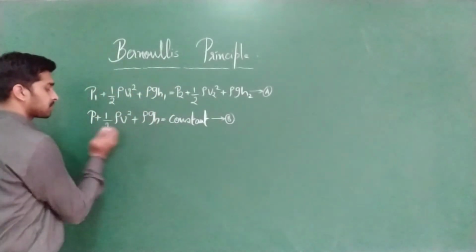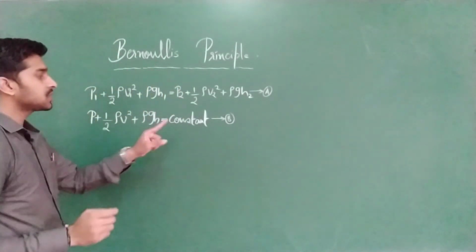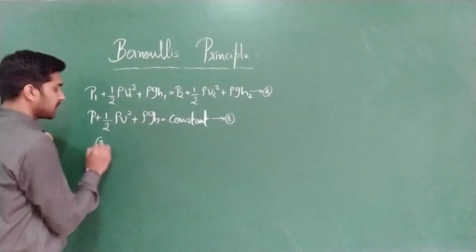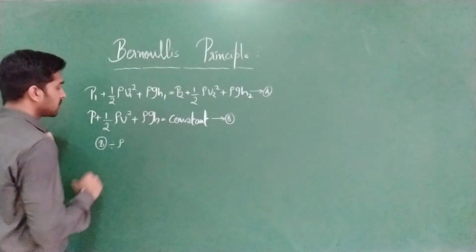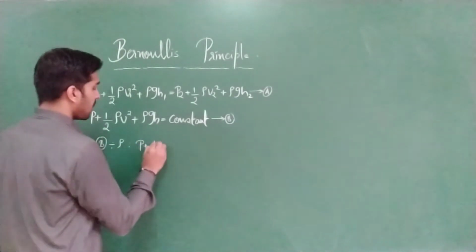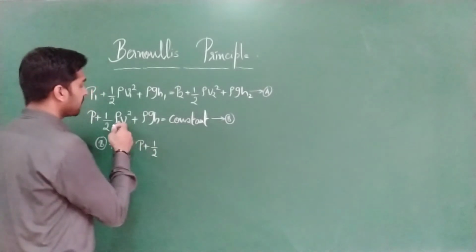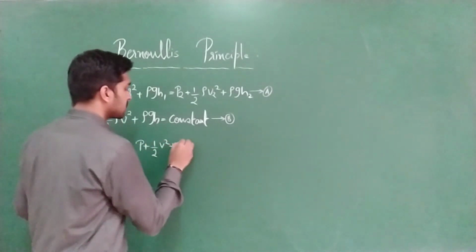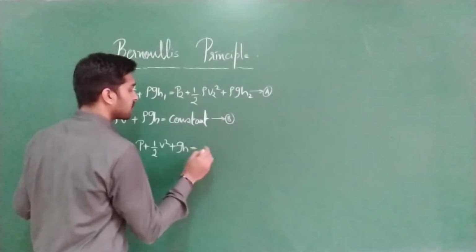Now check. What I will do is, this equation B, I will divide by rho. Equation B divided by rho. So what will we get? P by rho plus half V square plus GH is equal to what? Constant.